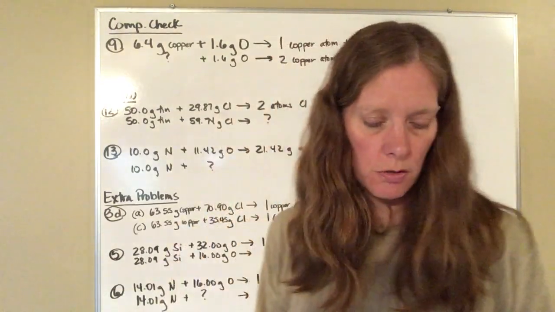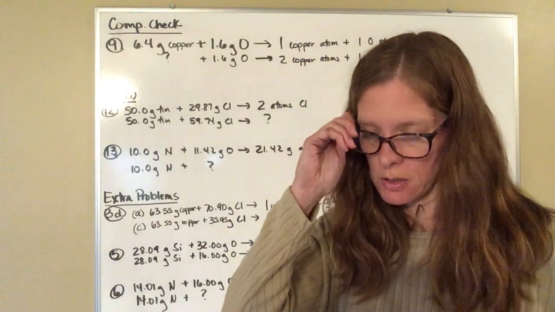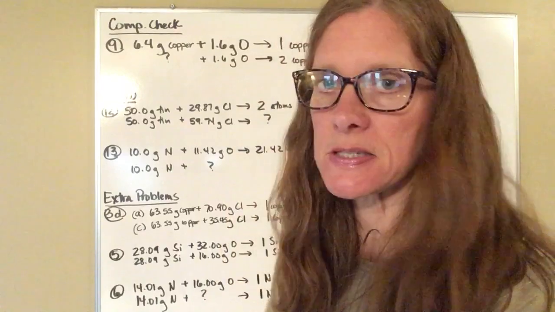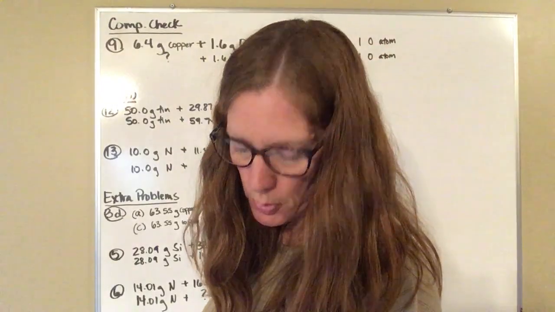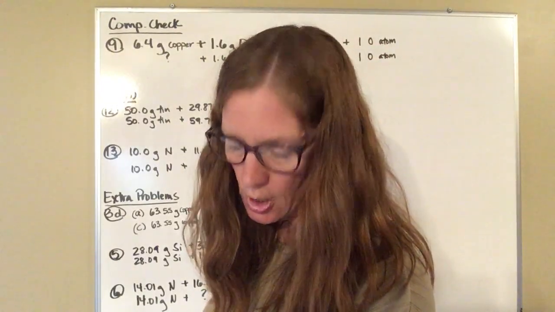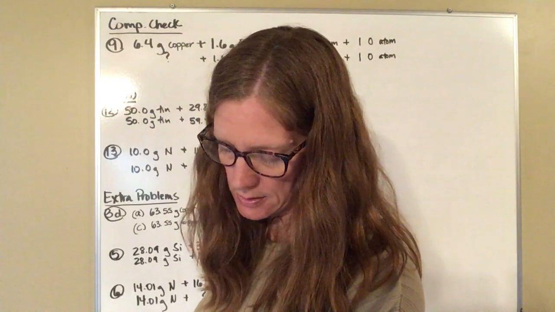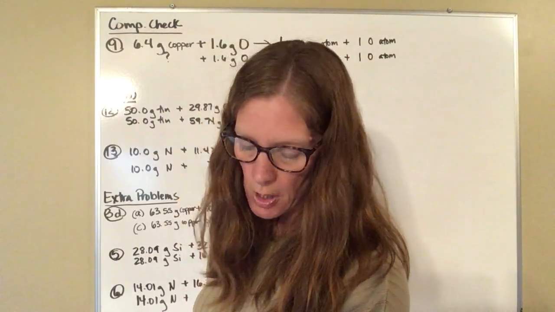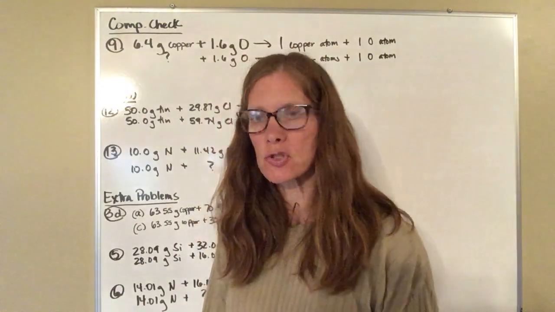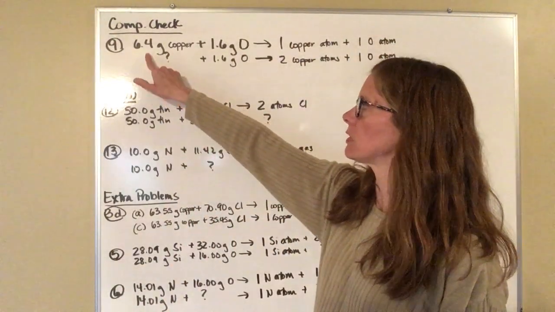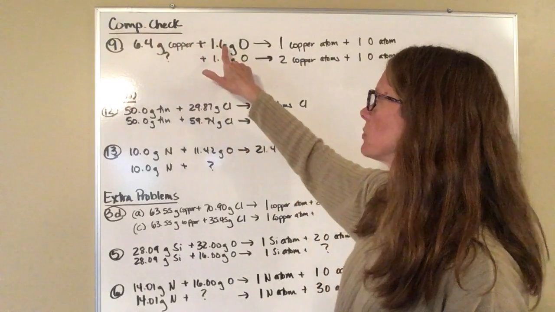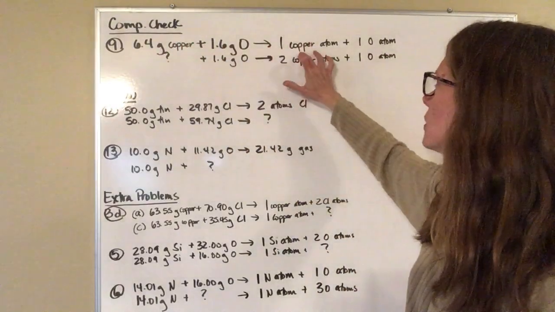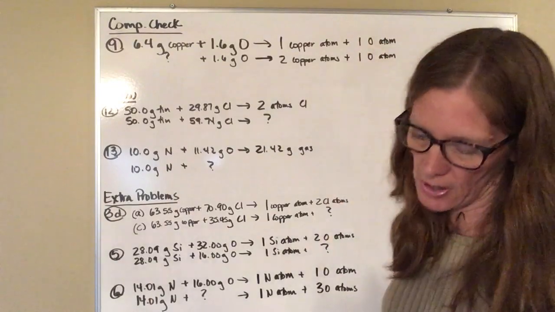So we're going to start with comprehension check number 9, and it says if a chemist reacts 6.4 grams of copper with 1.6 grams of oxygen, cupric oxide is made. It is composed of 1 copper atom and 1 oxygen atom. So I have taken those first couple of sentences and I put them in order here. 6.4 grams of copper is reacted with 1.6 grams of oxygen, and it forms a compound that has 1 copper atom and 1 oxygen atom.